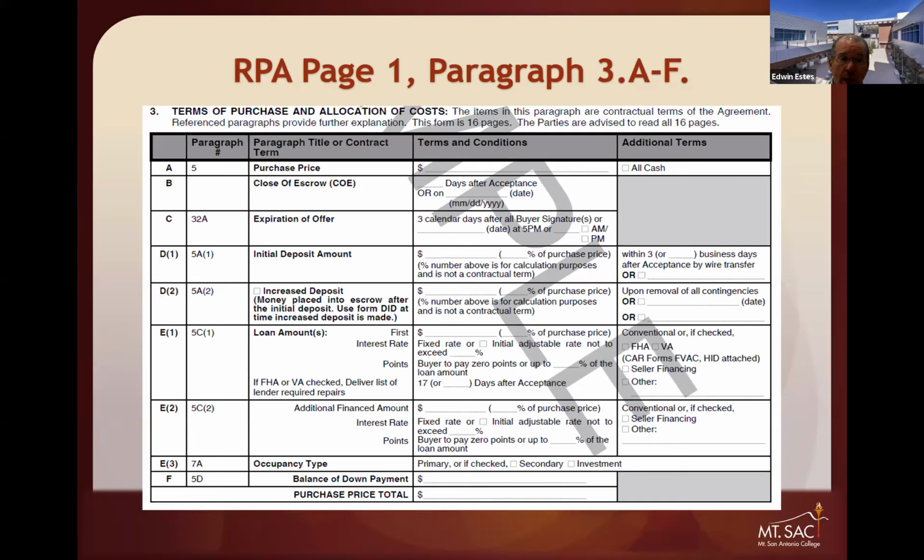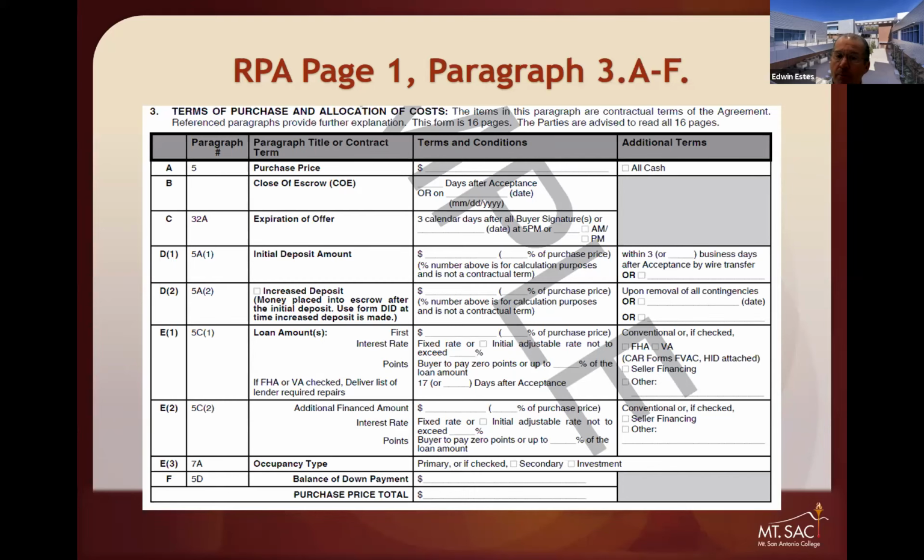Dropping down to E1, the loan amount. Okay, so we put in the amount of the loan. It will automatically tell you what percentage of the purchase price the loan is. The default language, it will be a fixed rate with the buyer paying 0 points.